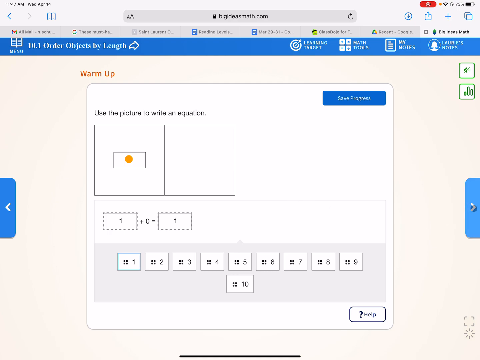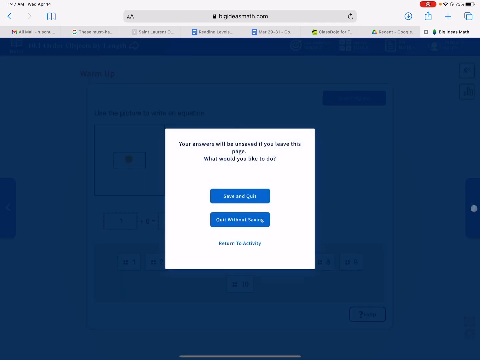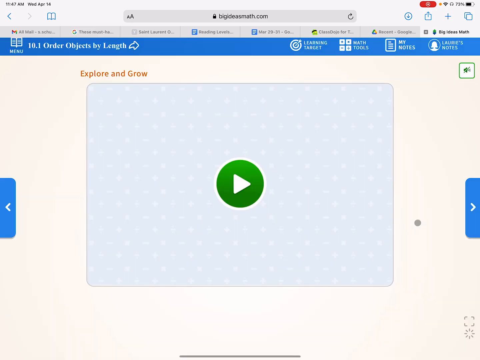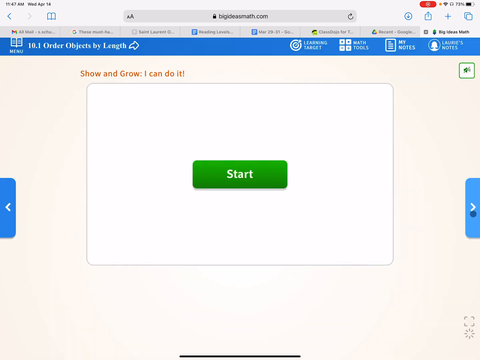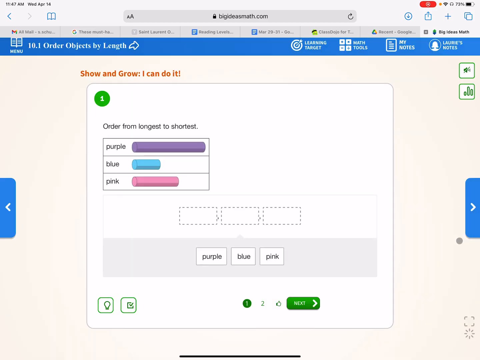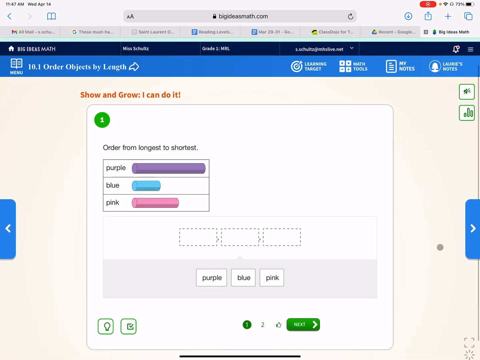But we are going to hop on over to 10.1 in our math books.